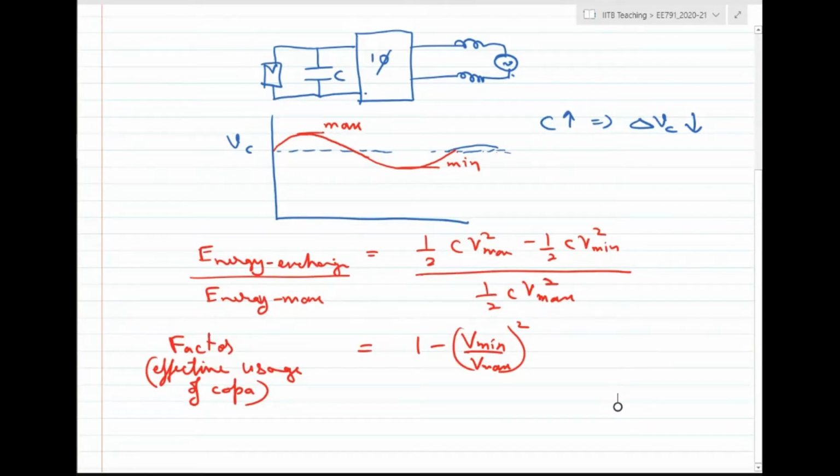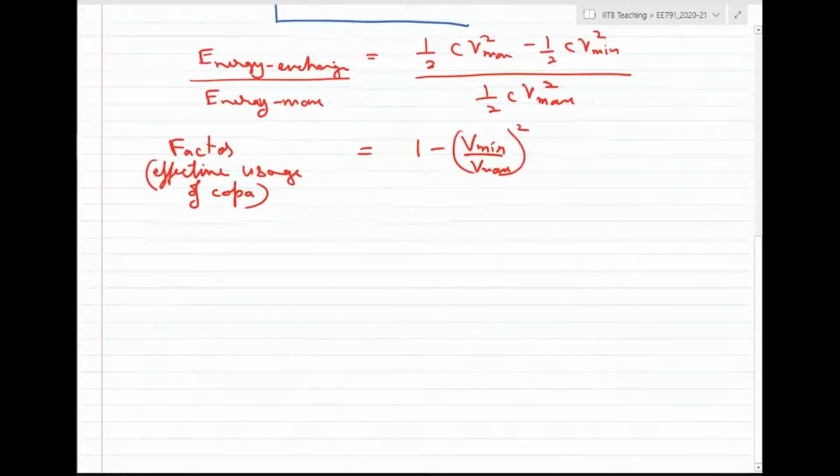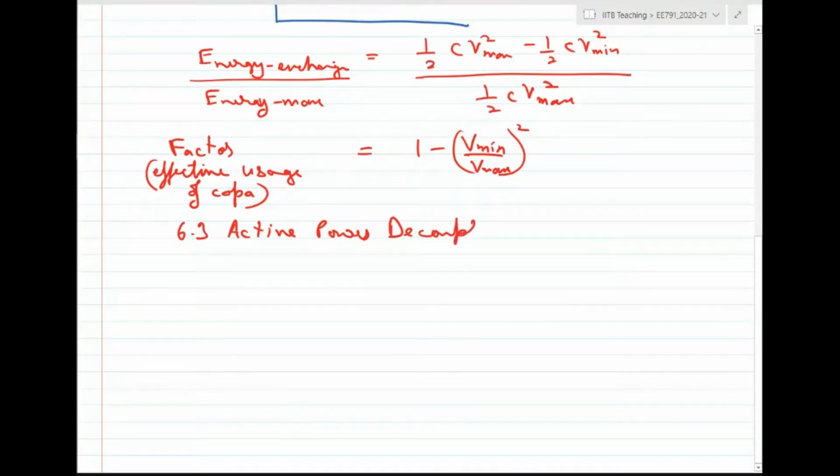In fact, as Vmin starts becoming closer and closer to Vmax, you see from this formula, your utilization factor will become poorer and poorer. It will tend towards 0. If Vmin is exactly equal to Vmax, then you are not utilizing the energy storage capacity of the capacitor. Now with this motivation, people thought about something which is called active power decoupling circuits. So this was the motivation for our current discussion on active power decoupling.